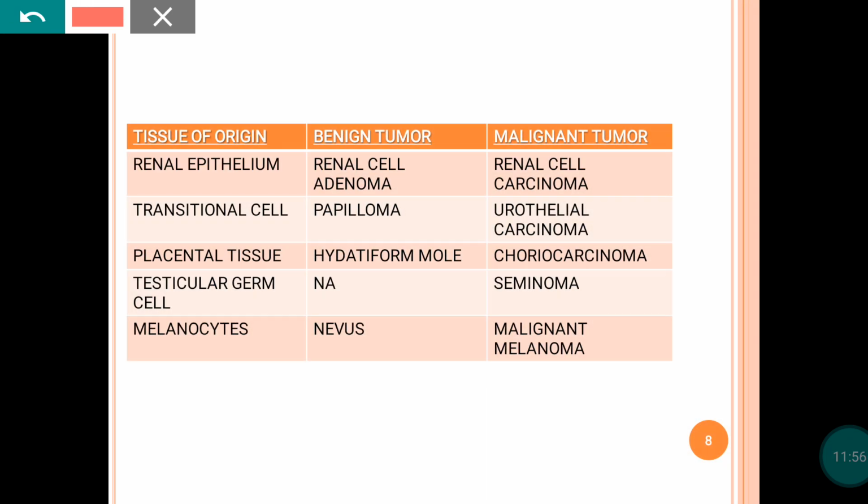Suppose the tumor is arising from the renal epithelium, then the benign tumor is known by the name renal cell adenoma, while the malignant tumor is RCC, renal cell carcinoma.